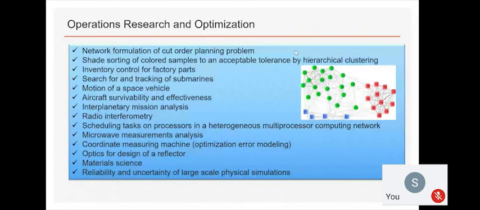Another important field is operations research and optimization. This is very important to predict how things evolve with group dynamics, and how they are going to predict in the distributions. This kind of calculation is used in this field. We can find the network formulation of the cut order planning problem, motion of a space vehicle, radio interferometry, and many fields we can see in the slide. So it has a wide application.